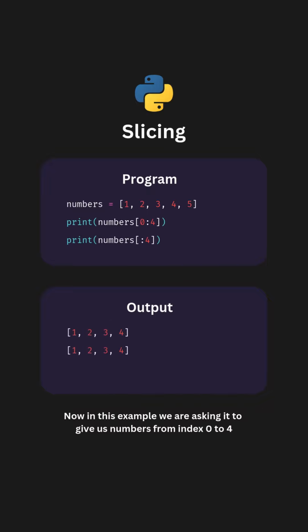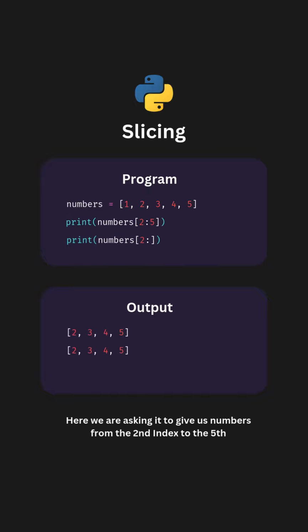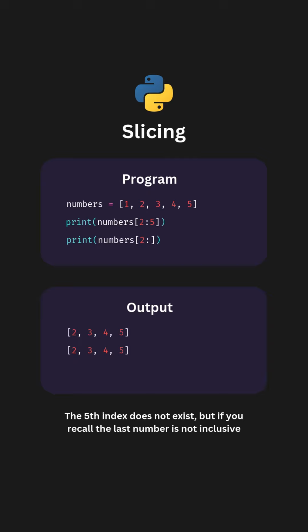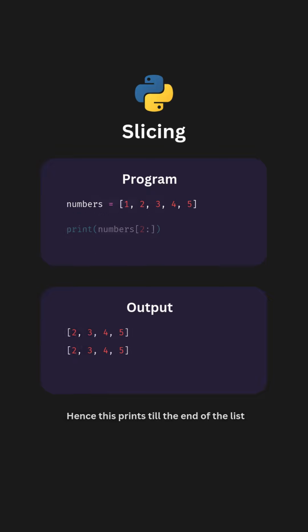Now, in this example, we are asking it to give us numbers from the index 0 to 4. By default, if we leave the start blank, it defaults to 0. Hence, we retrieve 1, 2, 3, 4. Here, we are asking it to give us the numbers from second index to the fifth. The fifth index does not exist, but if you recall, the last number is not inclusive. Hence, this prints till the end of the list.